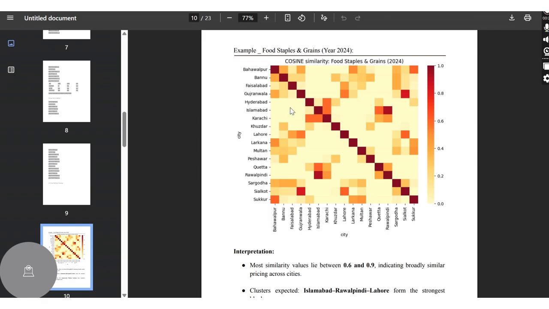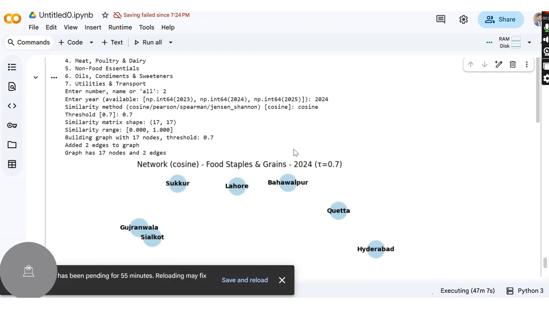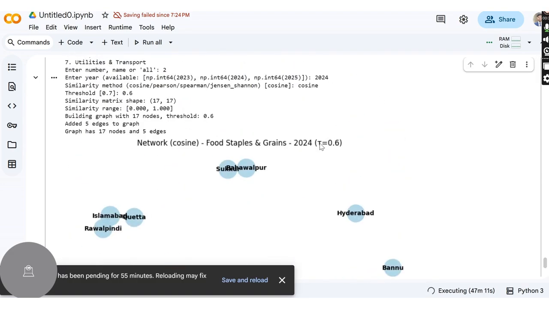heat maps. Next, if we move on to the cosine similarity networks, like here, which highlights the effect of thresholds. Here I have used the threshold of 0.6.